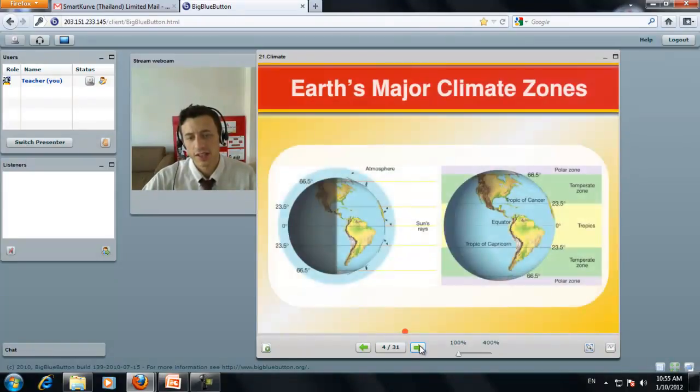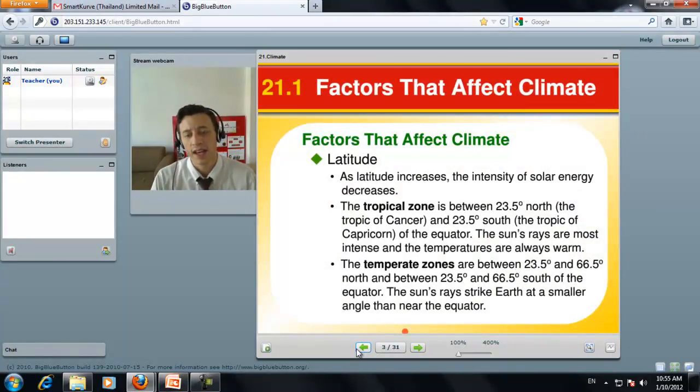Now you can see this if you're on slide 4. We have a picture of the globe. You can see that the equator is that line going around the center of the Earth, and the latitude there is 0. So here on slide 4, you can see that as latitude increases, the intensity of solar energy decreases. So when the latitude is 0, we have very high intensity solar energy. And when latitude is very high, like when we're near the North Pole or the South Pole, we have very low intensity solar energy.